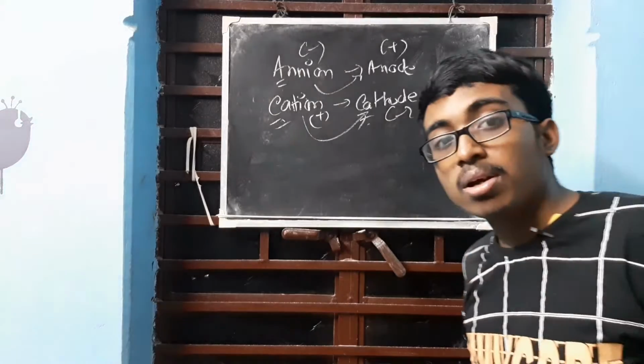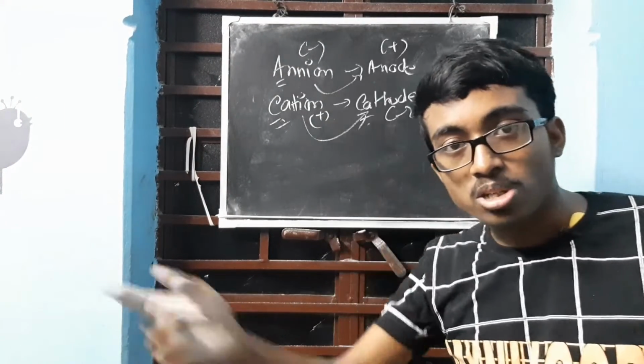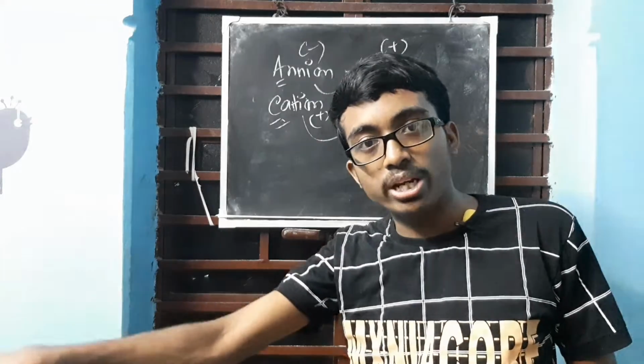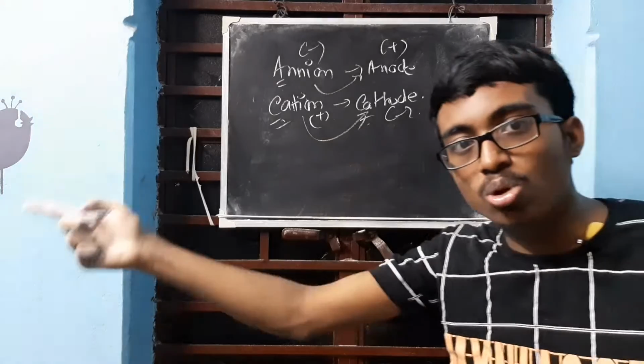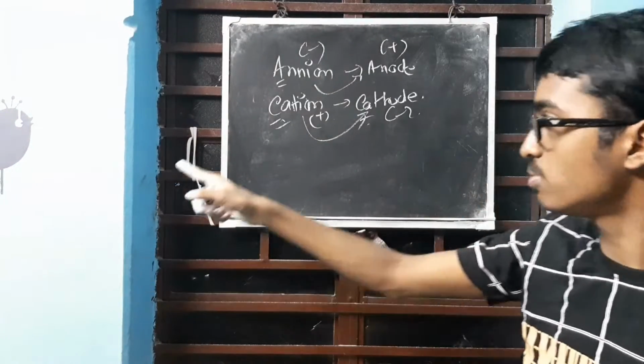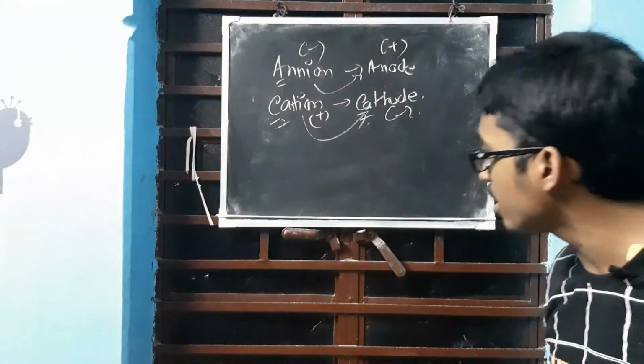So how to remember? Cation goes to cathode. Cation is positive charge. Positive cannot go to positive, so it has to go to negative. Anion is negative charge. Negative cannot go to negative, it has to go to a positive charge. So anion goes to anode. Anode is positive charge. Now how will you identify it in the diagram?